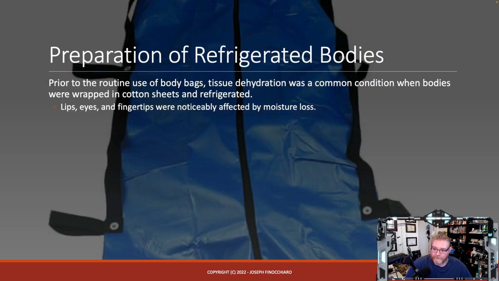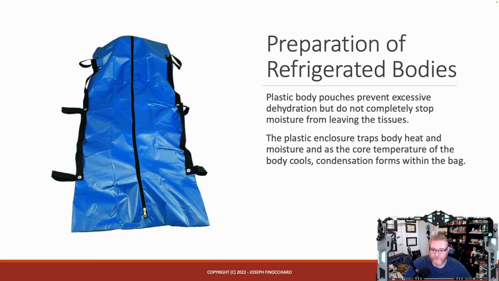Prior to the routine use of body bags, tissue dehydration was a common condition when bodies were wrapped in cotton sheets and refrigerated. Lips, eyes, and fingertips were noticeably affected by moisture loss. Plastic body pouches prevent excessive dehydration, but do not completely stop moisture from leaving the tissues.